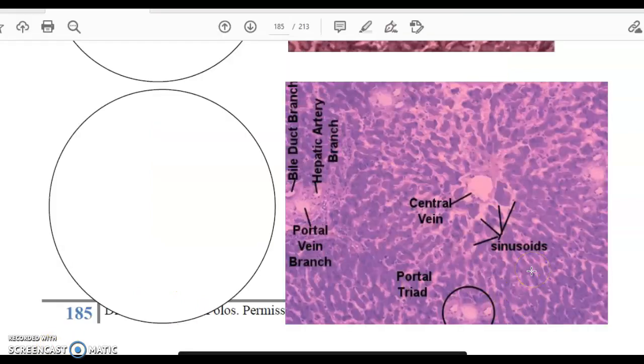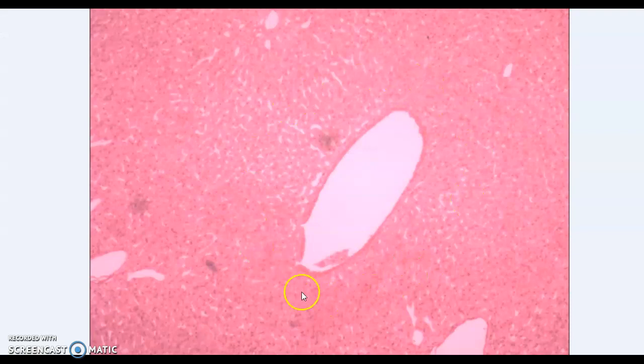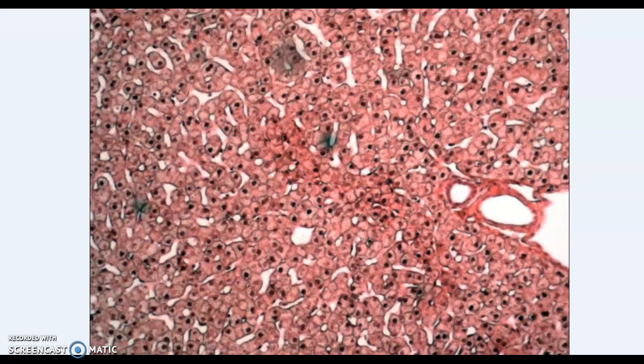It's not that clear. So I can see some portal triads, 1, 2, 3, 4. There should be another one up here. And the central vein, but it's not the nice, clear structures that we should be seeing in a human liver. By the way, I think this is actually a pig's liver slide. So here's another shot. Here's a big vein in the center. There're these 3 other things in the corners, but it's not really clear what we're looking at. So we're going to look at the histology slide model instead.